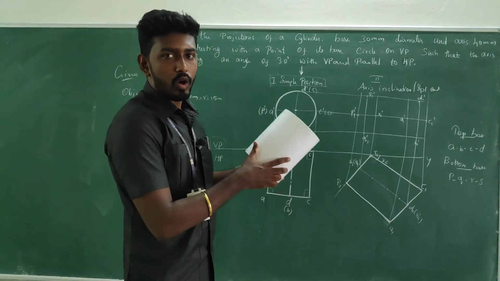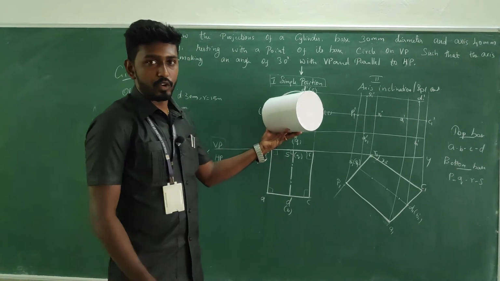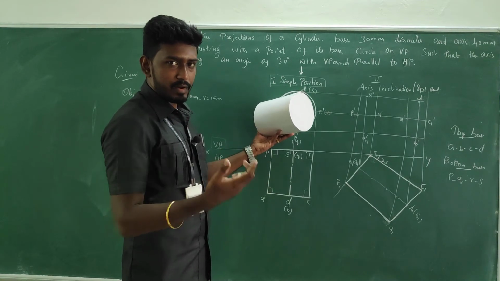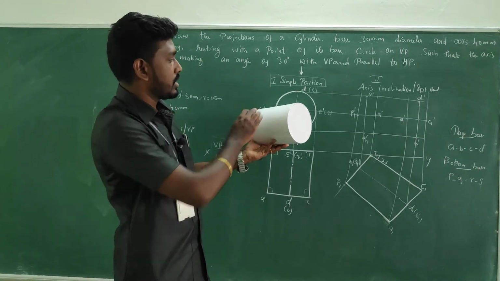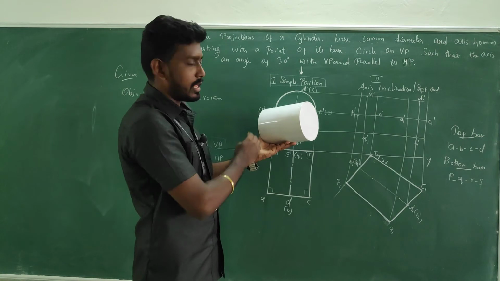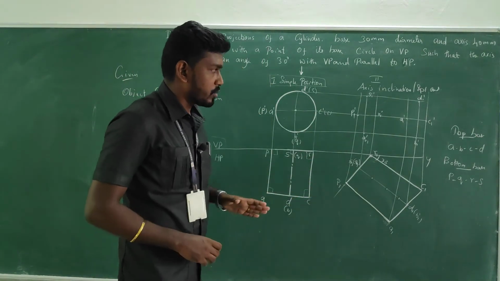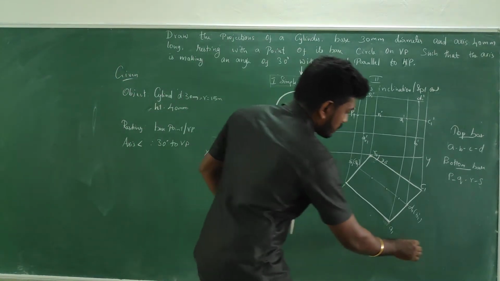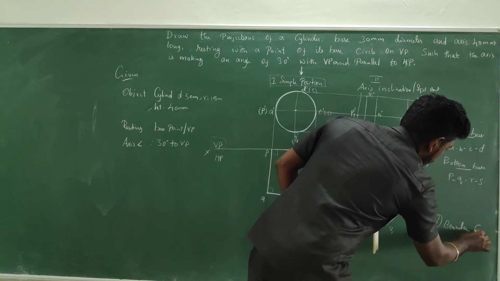Whenever the object is inclined to any of the planes, now it is inclined to VP, definitely either from the top view or from the front view, you will be able to see the boundary of the object. That means the top extreme line and bottom extreme line, the topmost and bottommost, will be visible. So without any confusion, first step, we make the boundary closed.